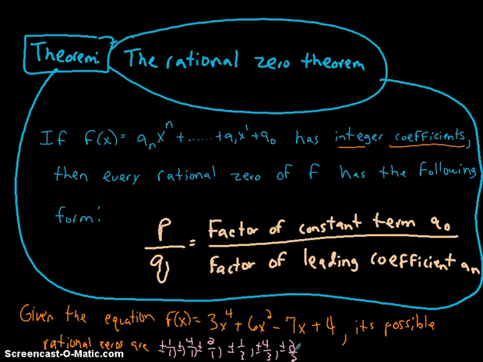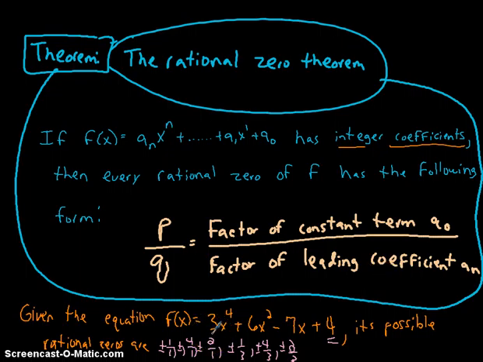If it actually even has a rational solution at all, it's not even guaranteed it has a rational solution. But if it has one, it would have to be one of these numbers. Must be, no doubt about it. The reason why is it's the factors of the constant term. The constant term in this case is 4, divided by the factors of the leading coefficient. The leading coefficient is 3.